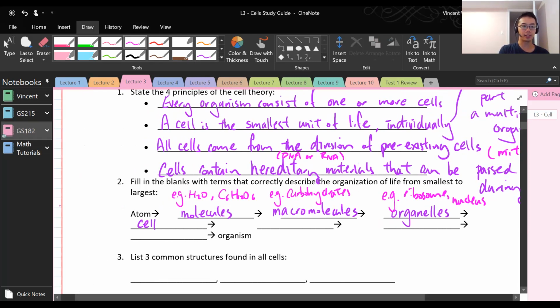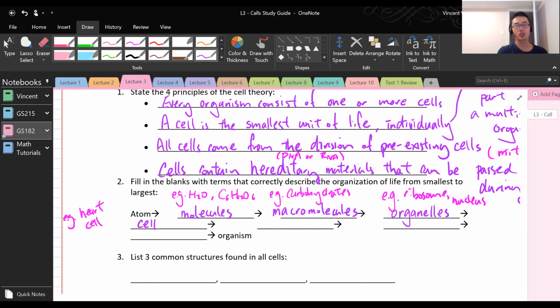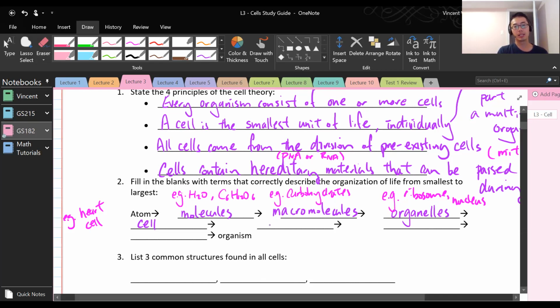And so if you move up one more level, then it would be the cell. And it could be any cell. It could be like a heart cell, a muscle cell, a liver cell, skin cell, brain cell, any cell. Okay, so sometimes you would have a collection of different cells that would then form tissue. Okay, so we have many tissues in the body. We can have like connective tissue, for example.